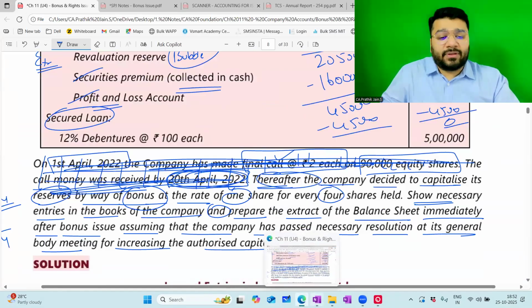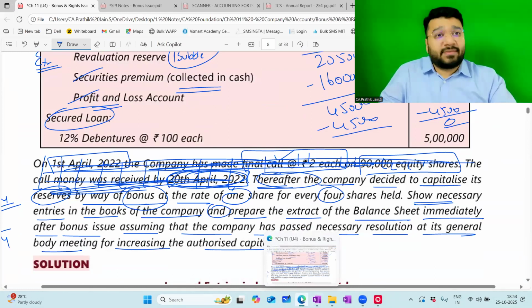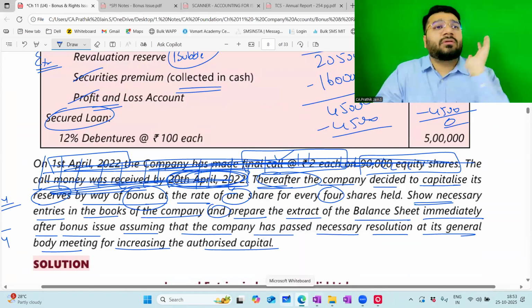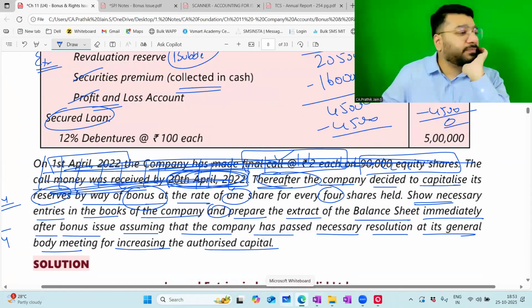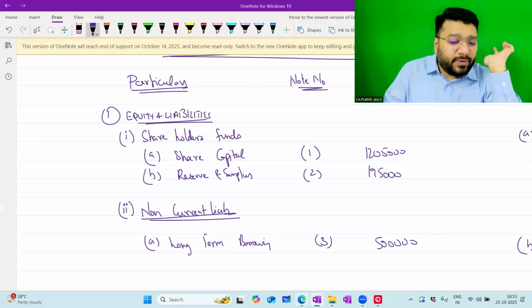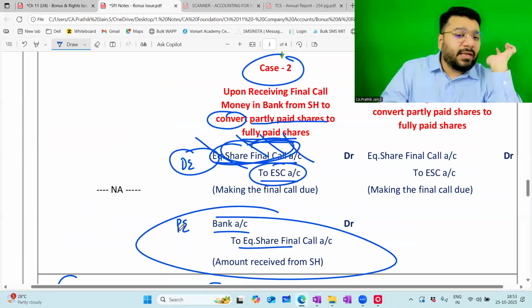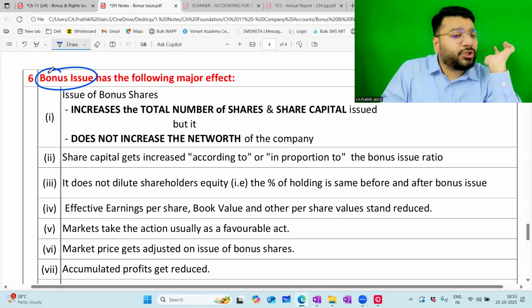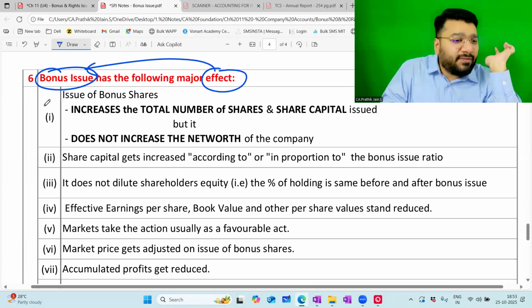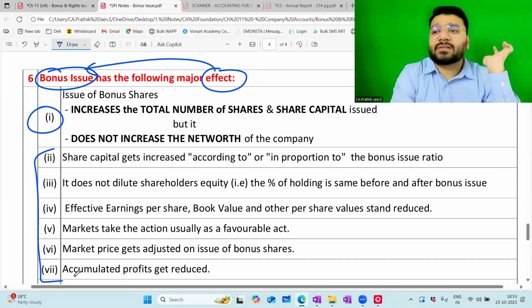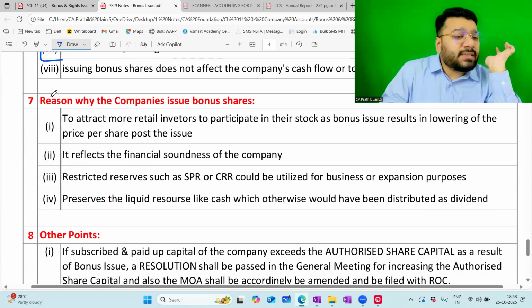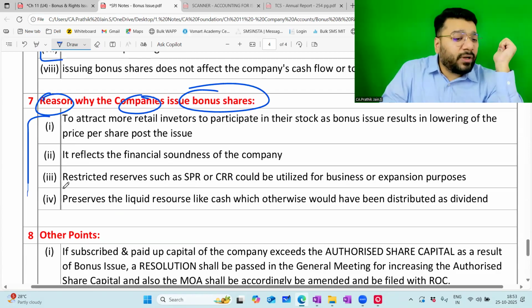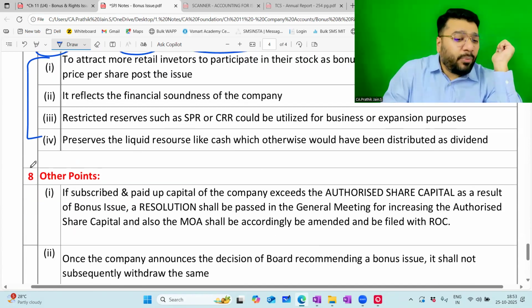So now what am I left with? I am left with case 3. So illustration 2 is based on case 3. I have 2 or 3 more questions to be done from the scanner, which are small. After that, what I'm left with is a small theory point. What is the impact of the bonus issue? What is the effect of the bonus issue? One point we discussed. The remaining point I have to discuss. Next, I have to discuss the reasons because of which a company issues bonus shares, and other points we discussed today.